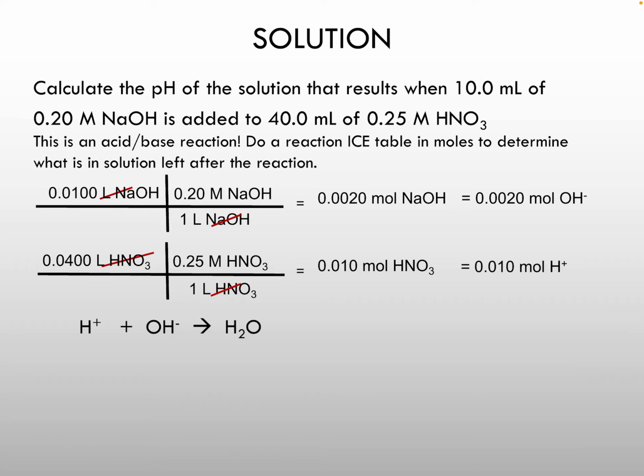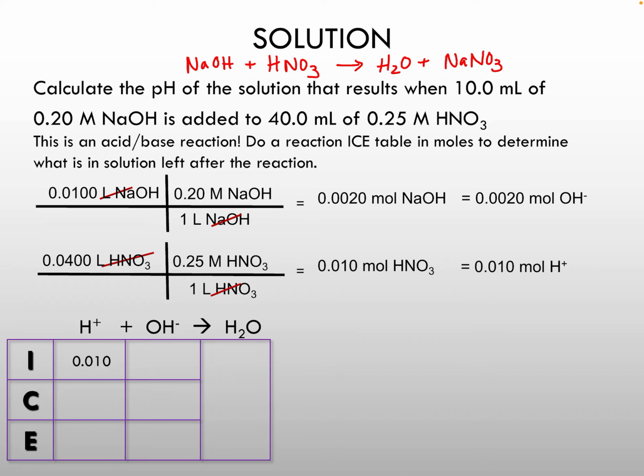So then we can write out our reaction. Here, I've just written the net ionic equation, but if you wanted to, you could write out: sodium hydroxide reacts with nitric acid to produce water and sodium nitrate. Again, they are reacting on a 1-to-1 ratio. So we'll put our moles in our ice table, and again, we're always going to subtract the one that's smaller. So we're going to subtract our base and then add straight down.